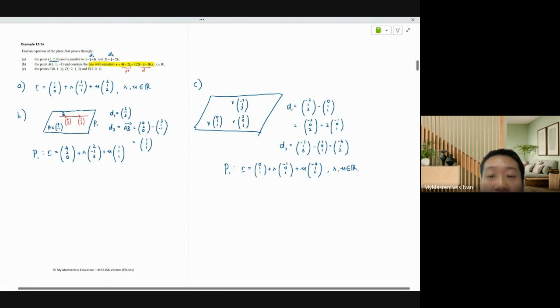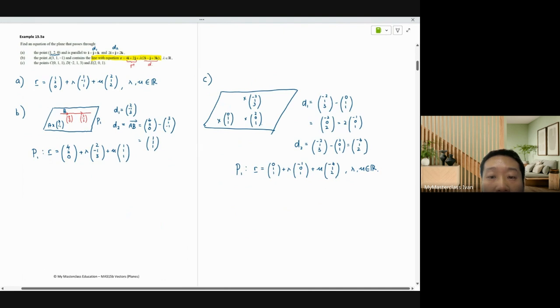Take two points to form a new direction. What does the parallelogram drawn stand for? A plane. So all the points lie on the plane. Even if it doesn't lie on it, you can also use it.